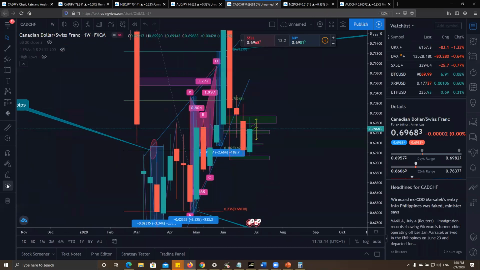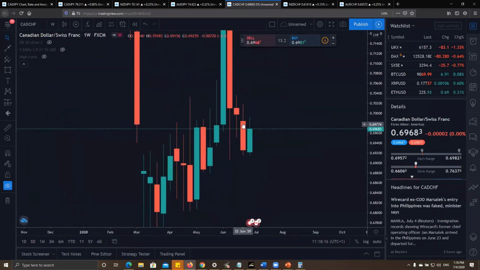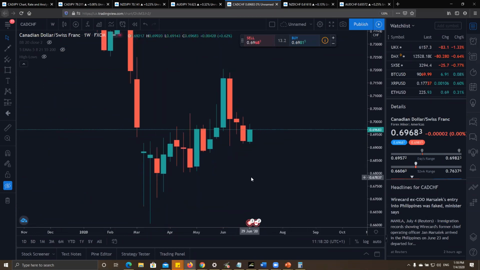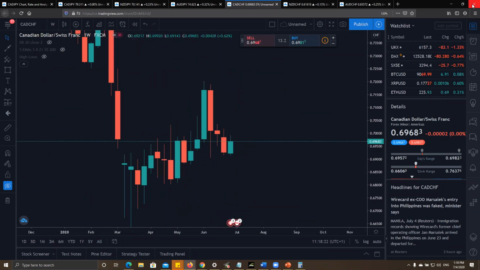So let me add some jargon. When you look at this weekly chart, right? If I ask you, what are you going to be again? Are you going to be a buyer or are you going to be a seller looking at this weekly chart?